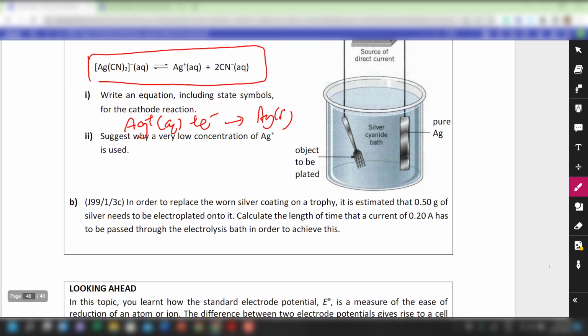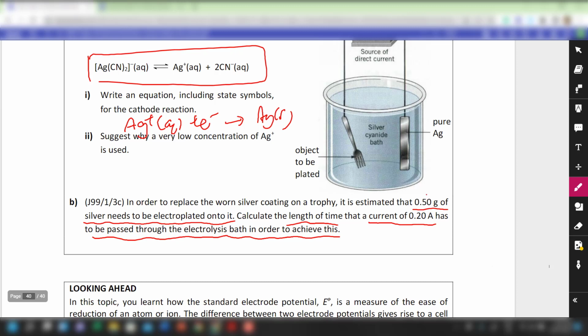Okay, and then for part B, in order to replace the worn silver coating on a trophy, it is estimated that about 0.5 grams of silver needs to be electroplated onto it. Calculate the length of time that a current of 0.2 amperes has to be passed through the electrolysis bath in order to achieve this. So again, this is what we learned in section 7 on electrolysis. Okay, so we're just going to apply the equation directly.